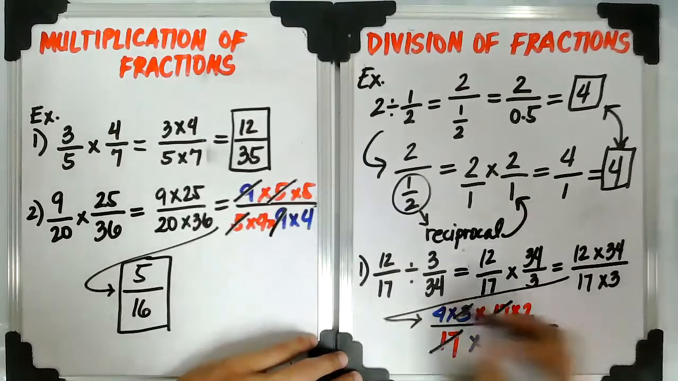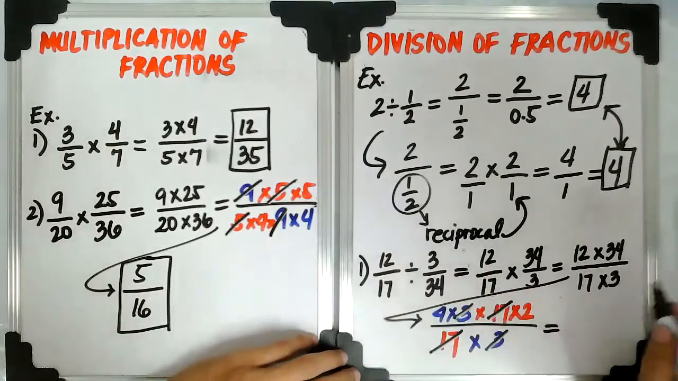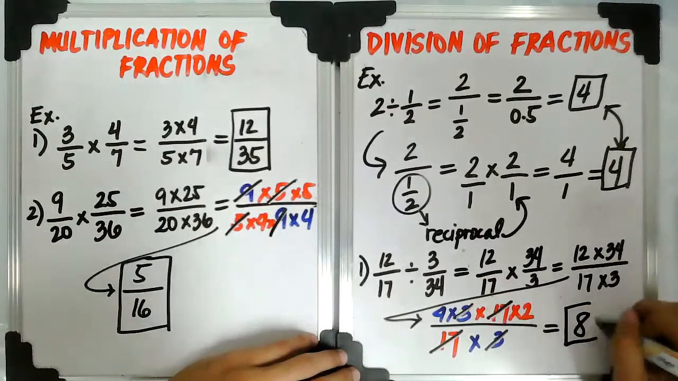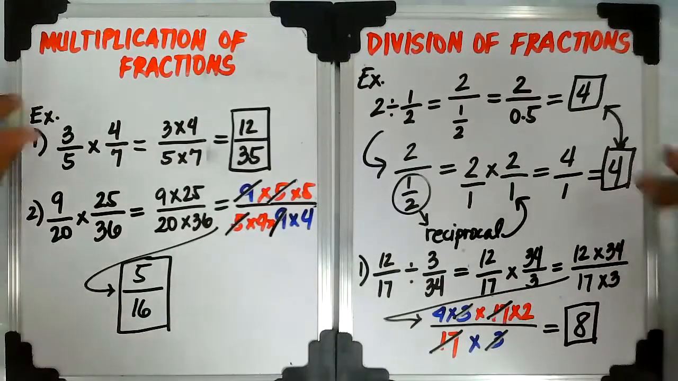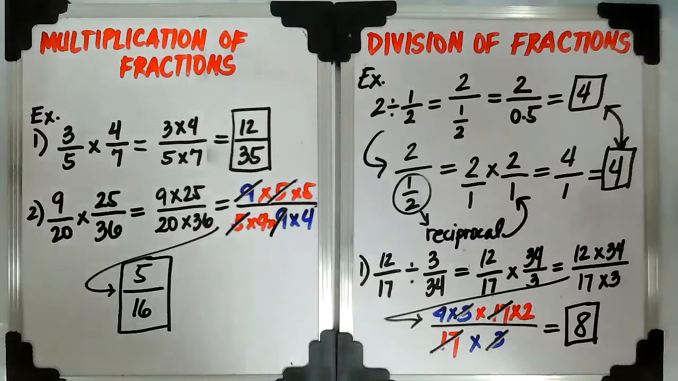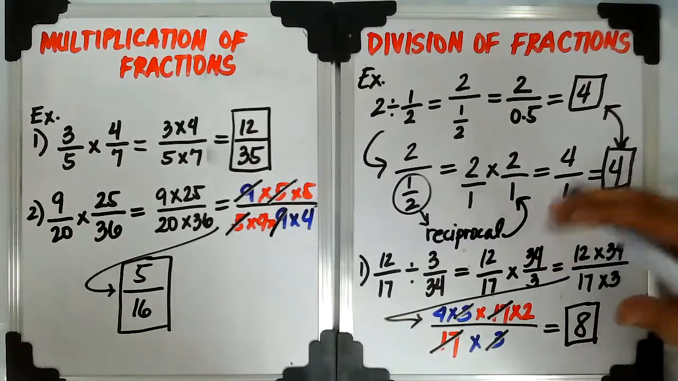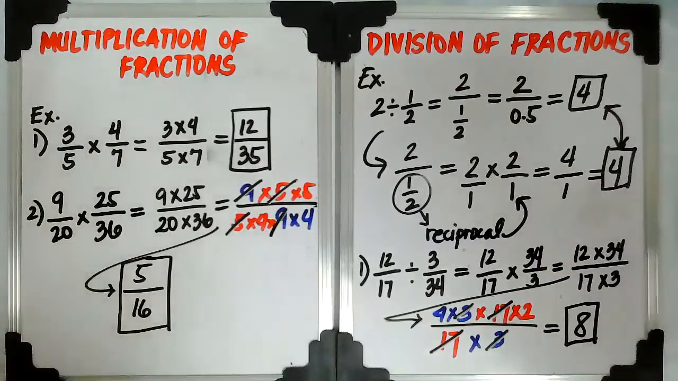So by getting the quotient of 12 over 17 and 3 over 34, your answer here will be equal to 8. So don't get the wrong idea. There is no such thing as cancellation. It is just used as a shortcut method in applying the property of equality. All right. So the process of division of fractions is somehow similar to the process of multiplication of fractions. You simply have to get the reciprocal of your divisor and proceed to the operation of multiplication.